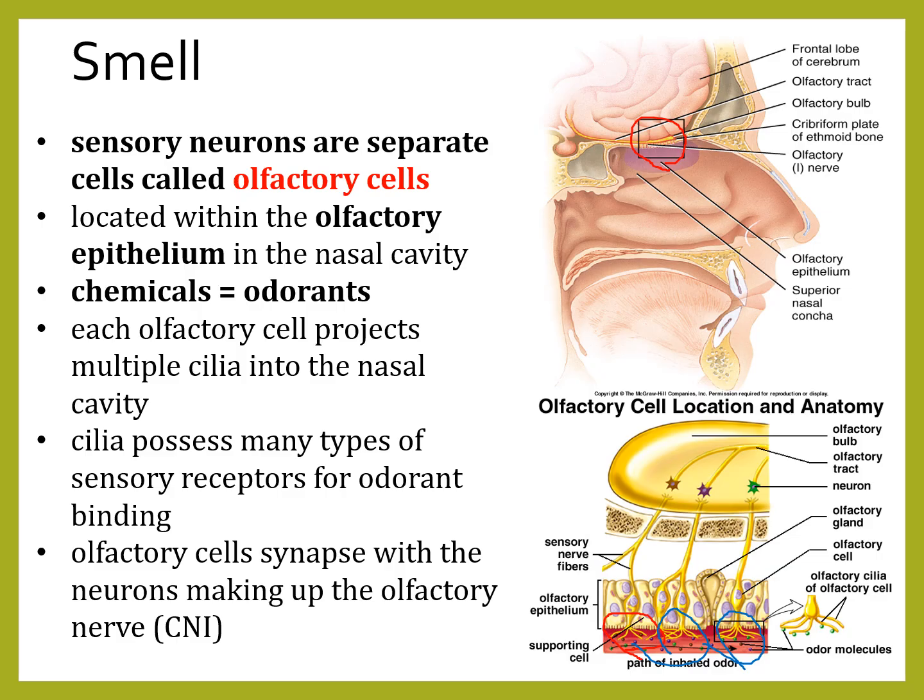But these olfactory cells are going to run up through the cribriform plate of the ethmoid bone and will synapse with the cranial nerve 1. And that's what's shown here. You can see these olfactory axons running up through the cribriform plate, and they are synapsing with the cell bodies of the neurons that make up the olfactory nerve, cranial nerve 1.